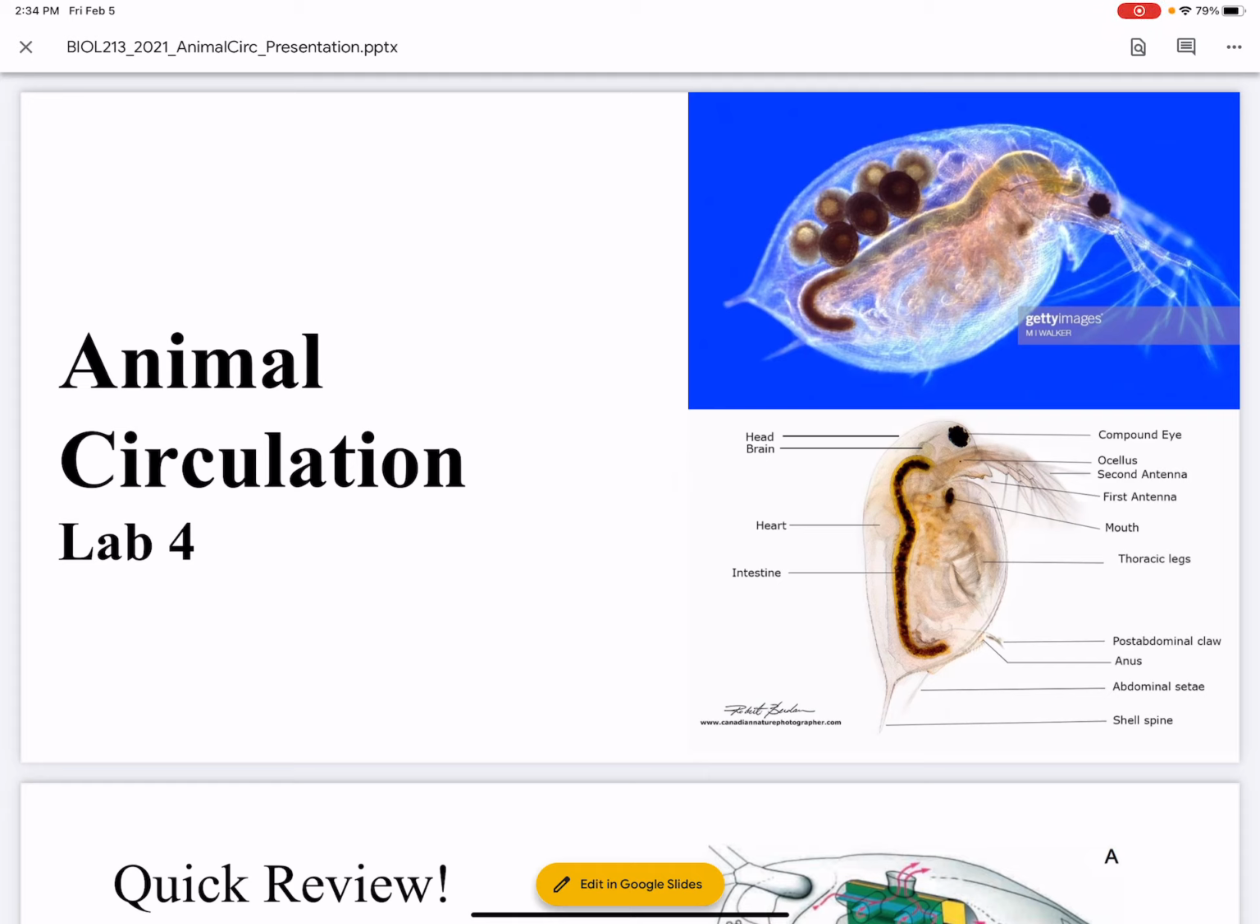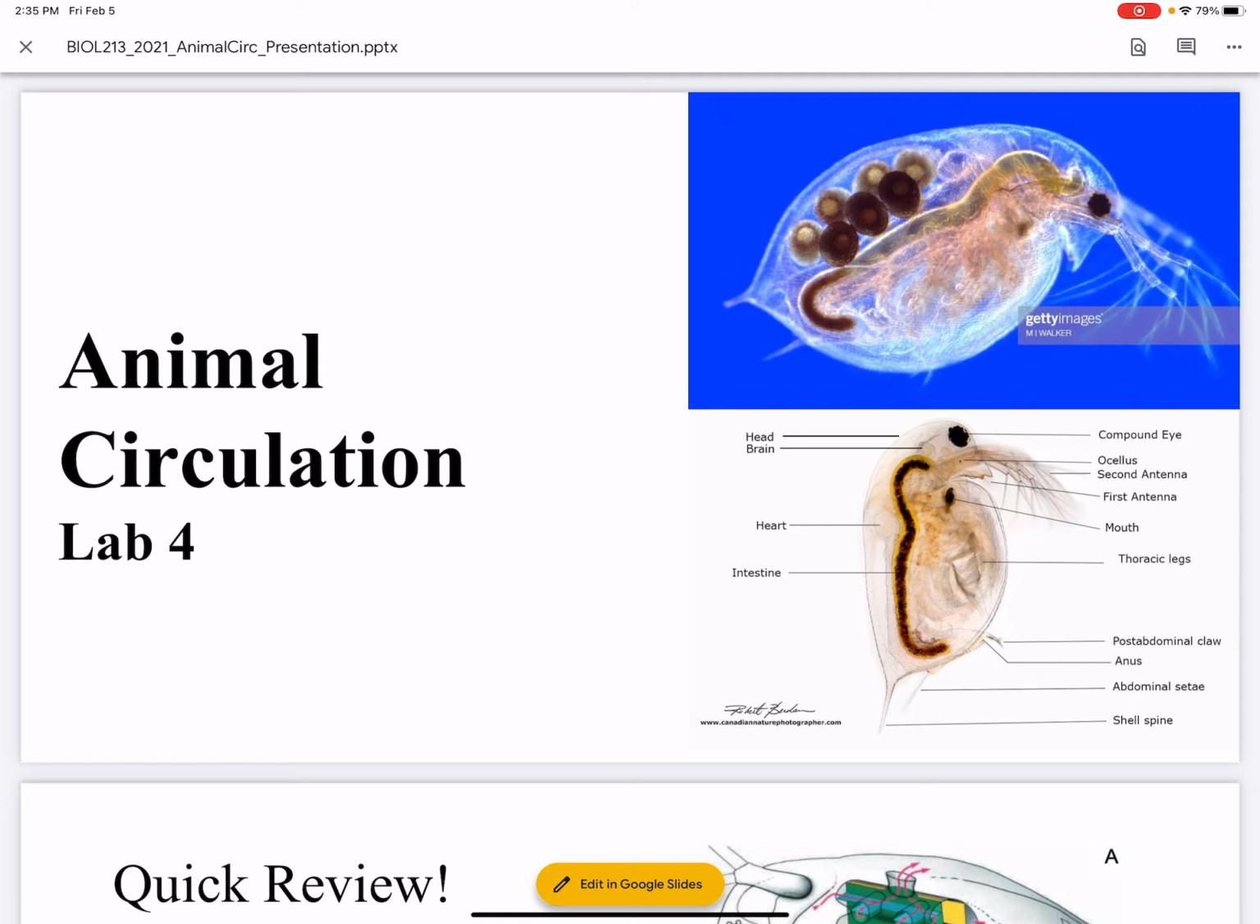Okay, so in this week's lab, we're going to be looking at animal circulation, and we're going to be using the organism Daphnia to look at animal circulation. So as you can see, here's a picture of a Daphnia, and they have a clear exoskeleton, which enables us to be able to see the internal organs of the Daphnia.